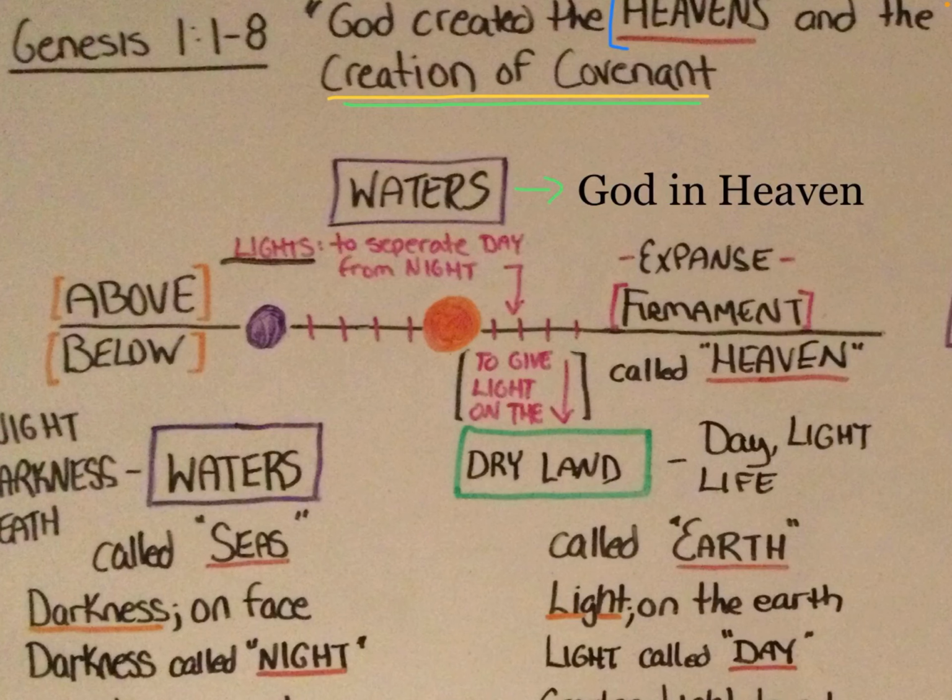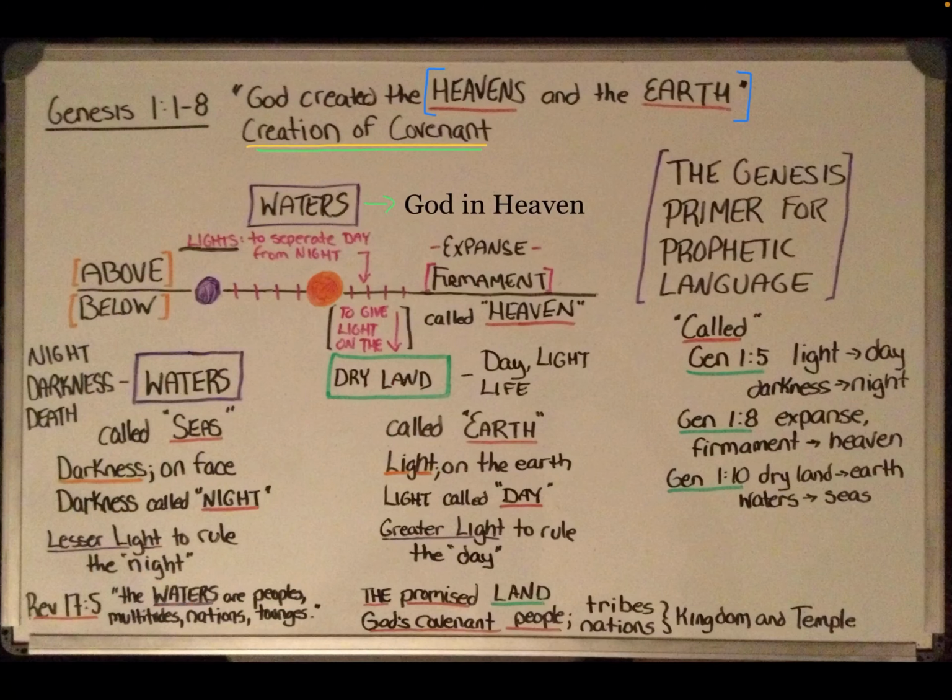So we get the image of the waters above, that's God in heaven. We have below, where we get the waters, the seas, and the peoples, the multitudes, and the tongues. We also get the dry land, which is the people of God. And we get a divider between God and the earth, the heavens. And the waters have no connection to it, which is pretty interesting. So this imagery, this language has been built into the first few verses of Genesis.